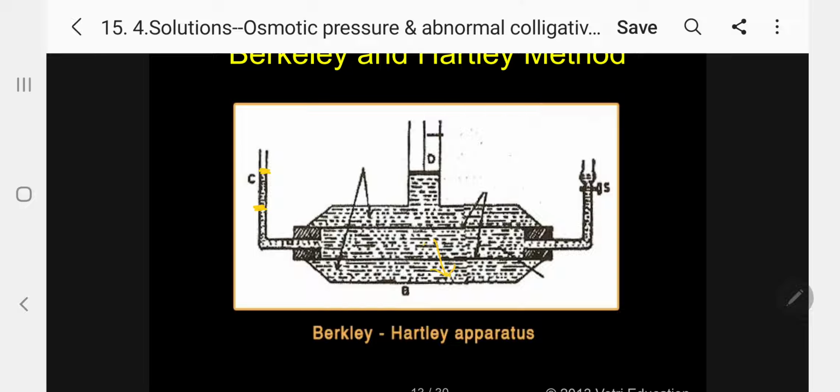Because of osmosis. Now there is a piston over the outer tube. With the help of the piston, you apply pressure. That pressure can be measured experimentally, such that the level will come back to its original position. The original position is C, the second position is D. By applying the piston, you can measure the pressure so that it will come to C again. This pressure is called the osmotic pressure. We are measuring it by the Berkeley and Hartley apparatus.